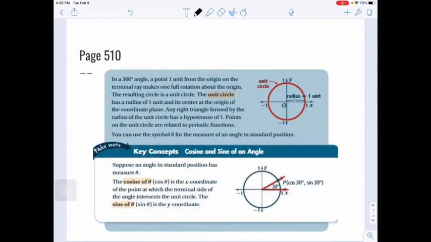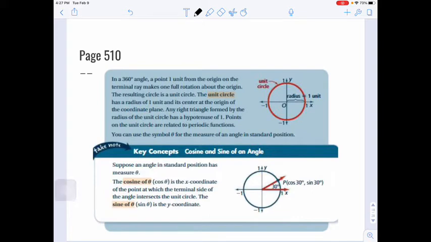Section 8.2, Example 4 on page 510. In a 360-degree angle, a point 0.1 unit from the origin on the terminal ray makes one full rotation about the origin. The resulting circle is a unit circle. The unit circle has a radius of 1 unit and its center at the origin of the coordinate plane. Any right triangle formed by the radius of the unit circle has a hypotenuse of 1. Points on the unit circle are related to periodic functions.